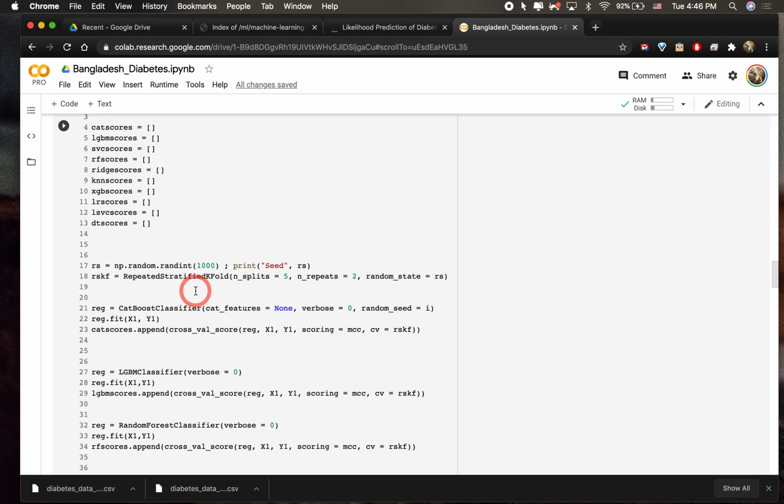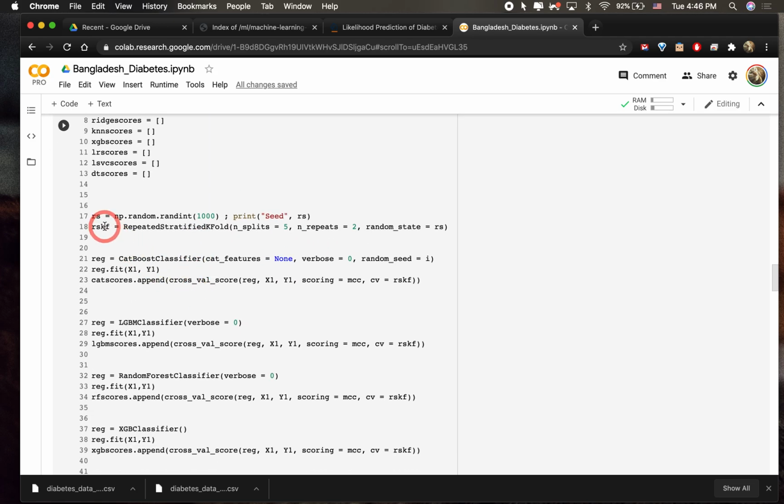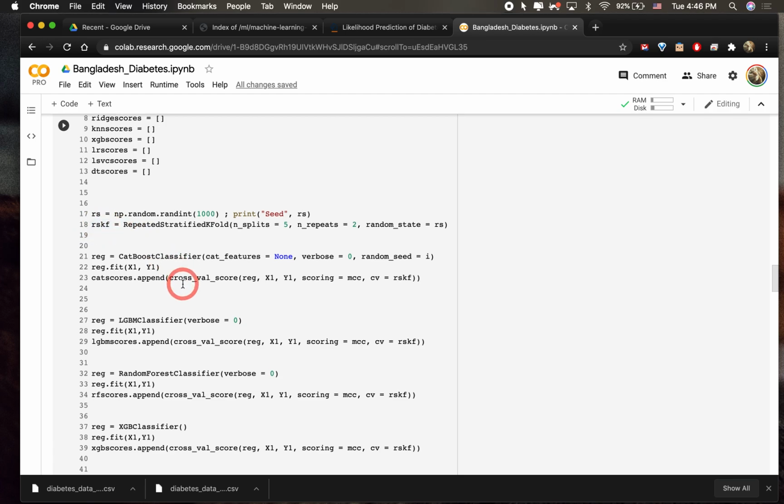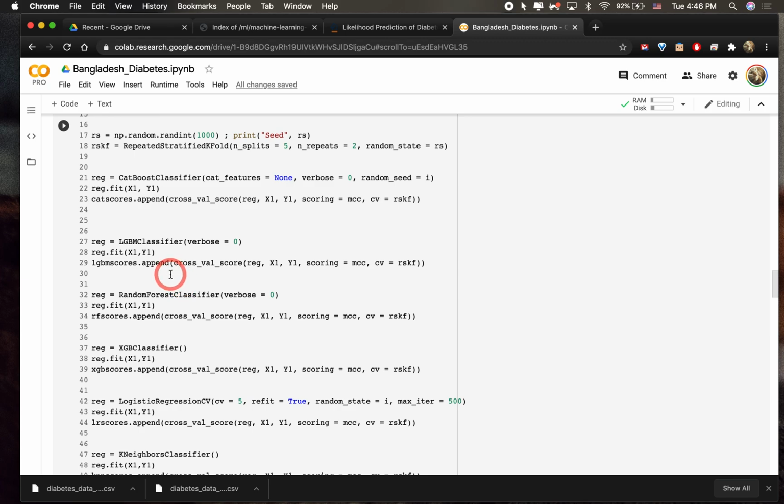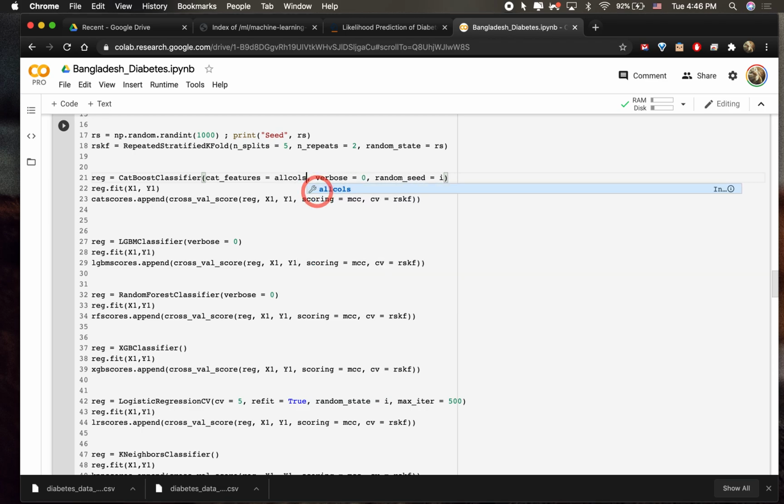So again, here we have the repeated stratified k-fold. I just call it RSKF. Now over here we have CatBoost, and we should probably say that all the cat features are all of them, so it's all columns. This helps when you're using CatBoost. And basically, I'm fitting this.